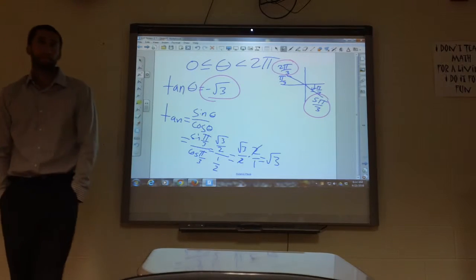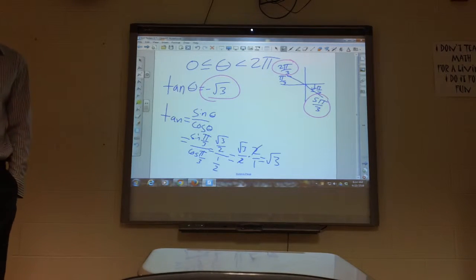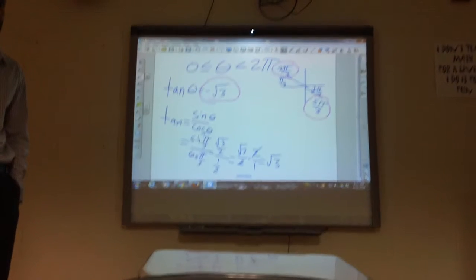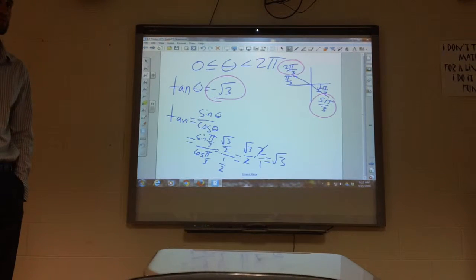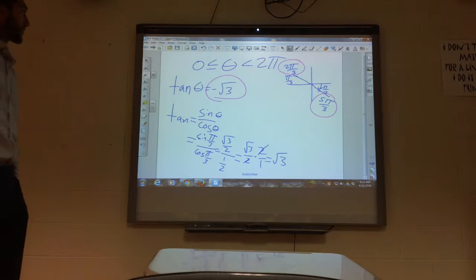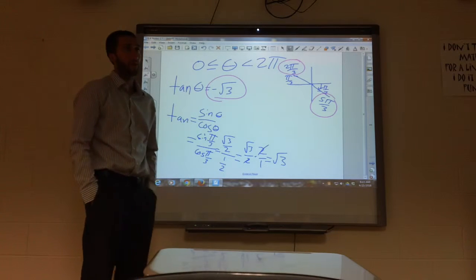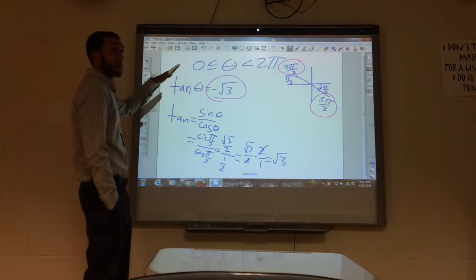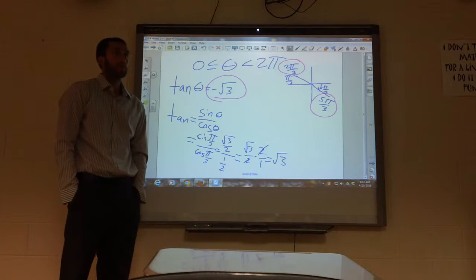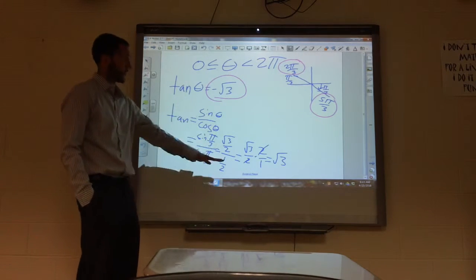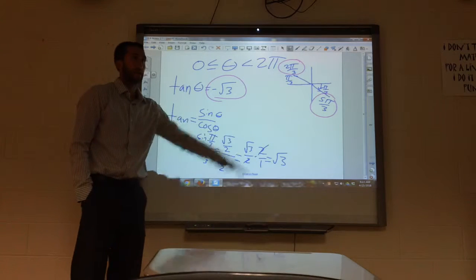Okay, but how are you supposed to know that tangent equals radical 3 at pi over 3? Because you're supposed to know that tangent of pi over 3 is radical 3. It's one of the ones I had you memorize. Or if you didn't know that, you could have done this and gotten to radical 3. Holy crap. So that's going to be on the test? Yeah.